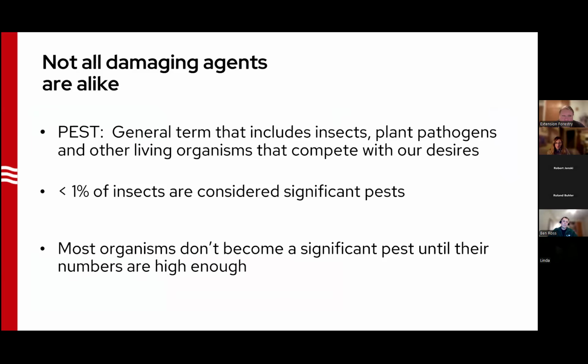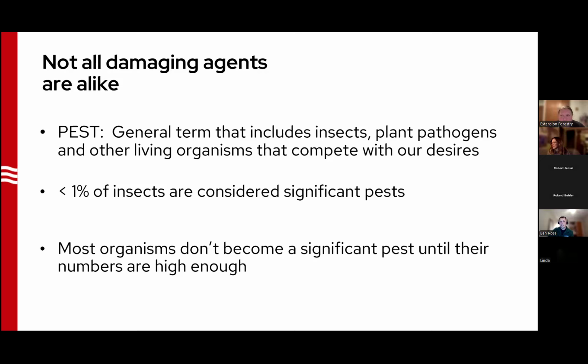The definition of a pest: it's a general term that includes insects, pathogens, or other living organisms that compete with our desires, anything that's significantly hurting, damaging, or killing our trees. So most insects, like 99% of them, are not significant pests, but as you all know, it only takes one insect to really cause a lot of issues. Emerald ash borers, a perfect example, absolutely decimated our forests, and some of these forests don't even exist anymore just because of one single insect.